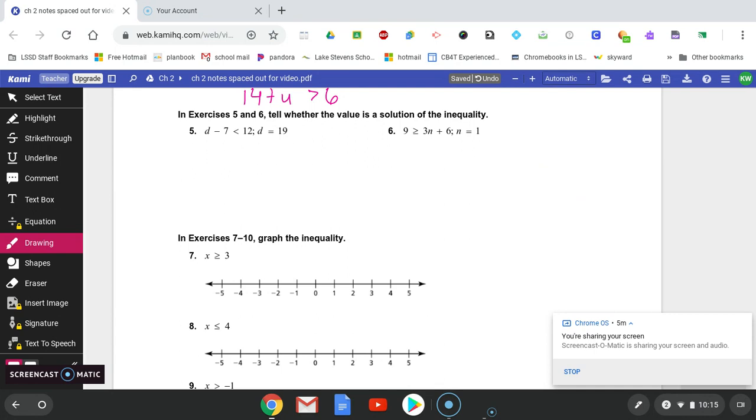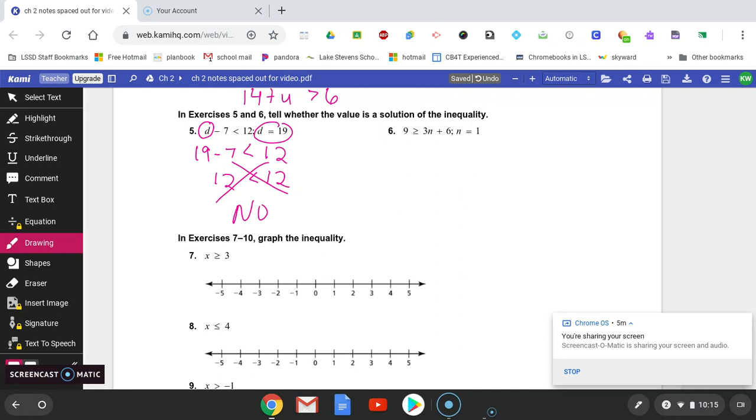All right, next one, tell whether the value is a solution of the inequality. This is just saying basically if I were to plug this in for my d, would I get a true statement or not? So it tells me to plug in a 19 for d. So I have 19 minus 7 is less than 12. 19 minus 7 is 12. Is 12 less than 12? No, 12 is equal to 12. So this is not a true statement. So if we want to know if d equals 19 is a solution, we would say no, it's not a solution.